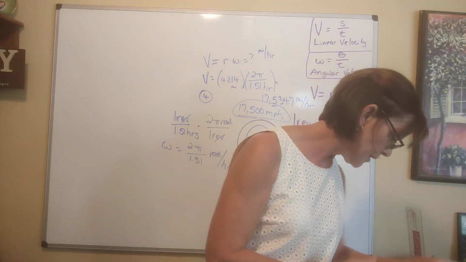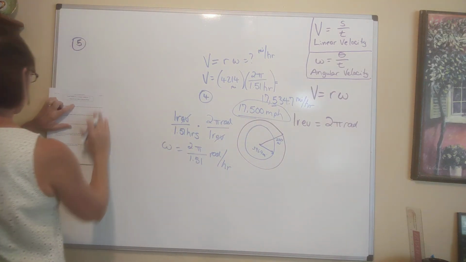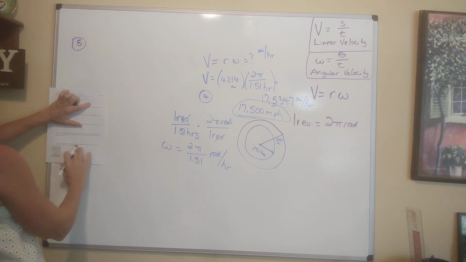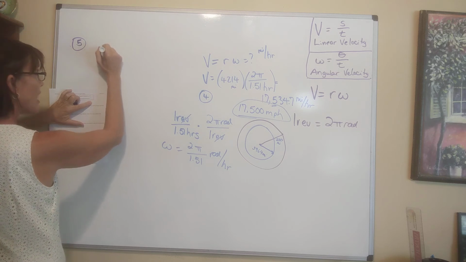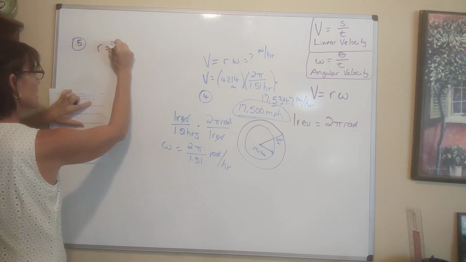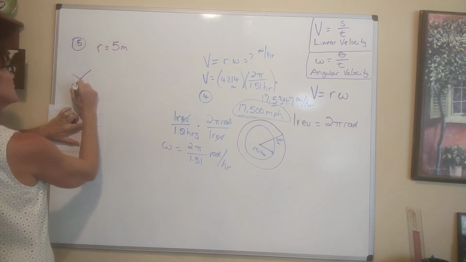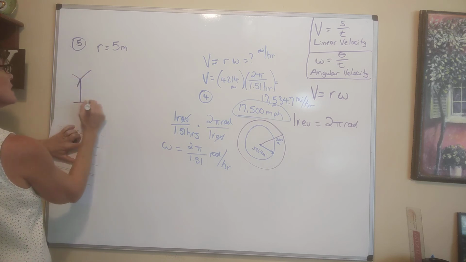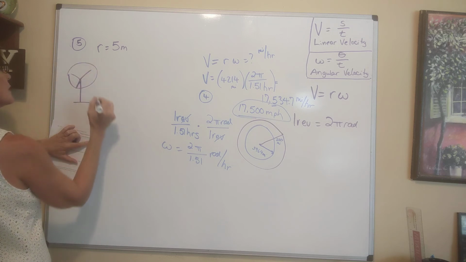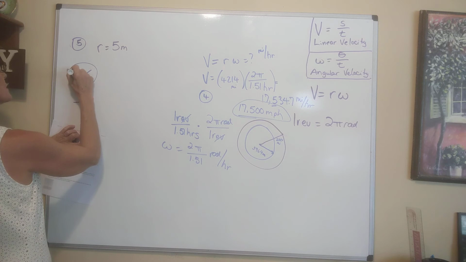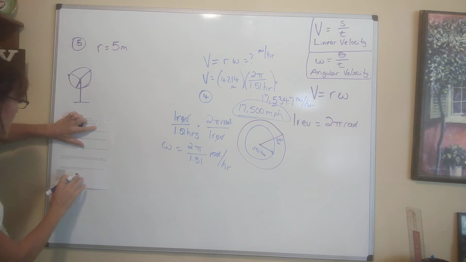So let's do number 5 here. They give you a little picture of a turbine, and it says the blades are 5 meters long. That is telling you that the radius is 5 meters. If you see the picture of our wind turbine, let's say those are the blades and this is it standing up. The blades are going to be the radius of the circular motion that it would make. Okay, that does not look like a circle. I'm so sorry. Maybe that's a little better. But the radius is 5 meters.